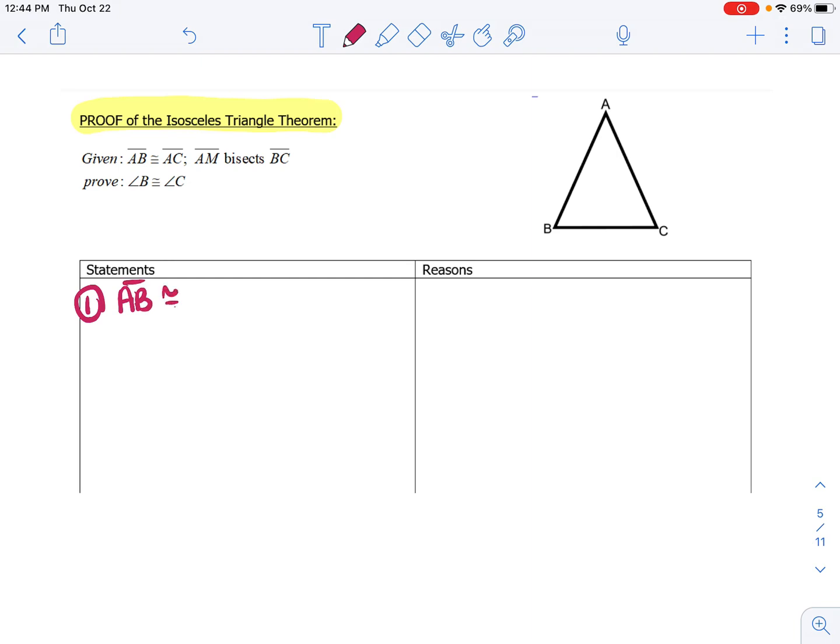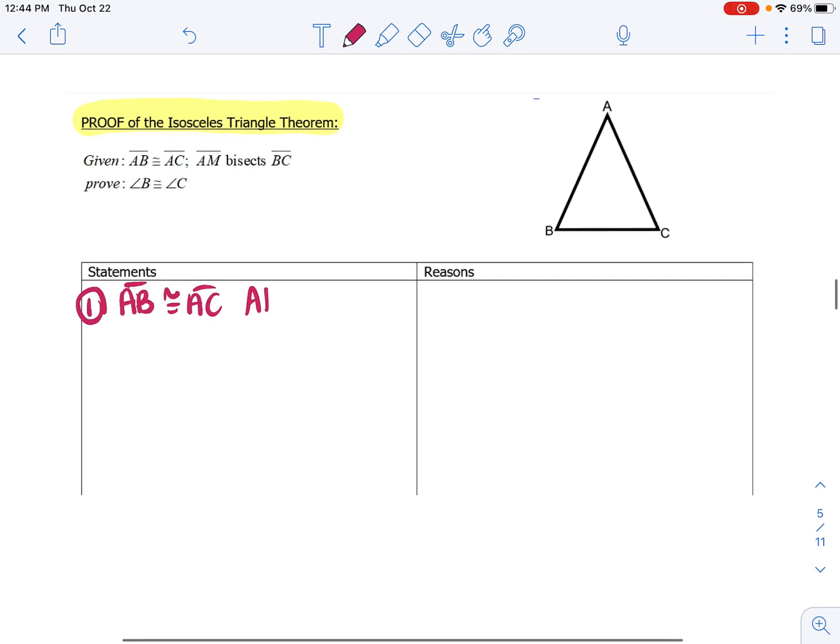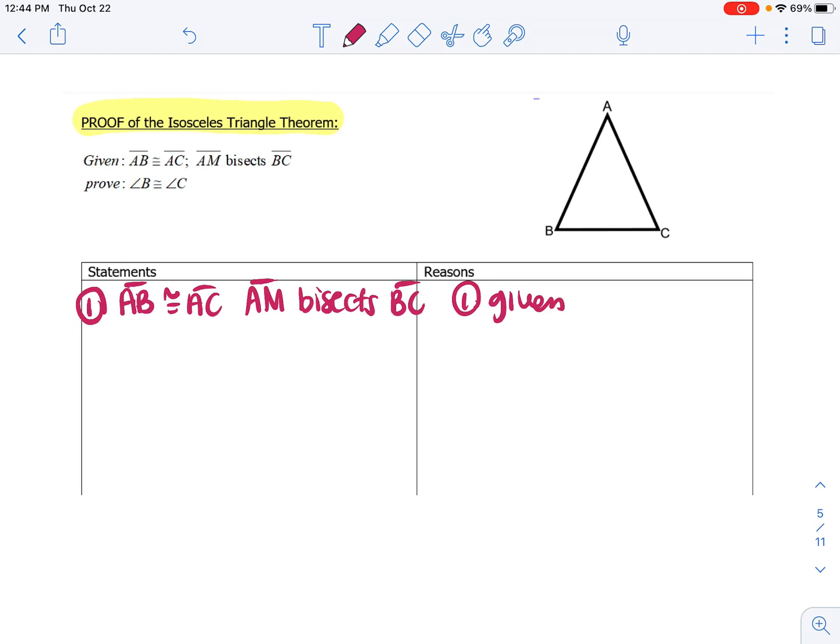So I have AB congruent to AC, and we know that AM bisects BC. That's our given. We don't have AM in the diagram, so please draw that in, and M is down here. Right now we have to go into this proof not knowing anything about isosceles triangles. We're trying to prove that angle B is congruent to angle C. So once I mark up my diagram, we get this.